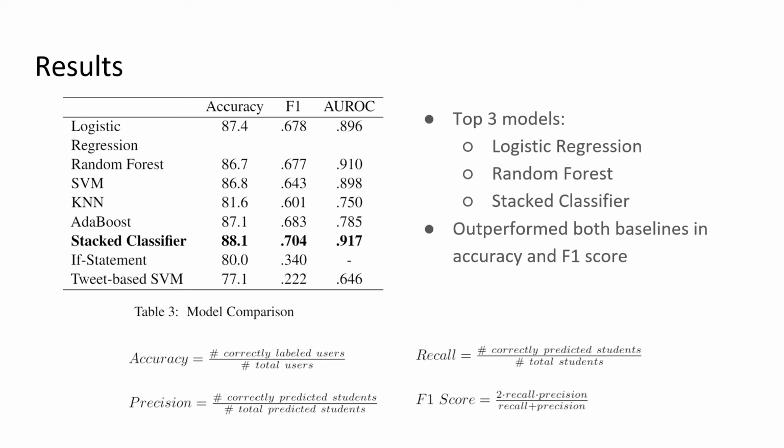After training, optimizing, and testing each model, we extracted 3 metrics: accuracy, F1 score, and the AUROC curve, or the area under the receiver operating characteristic curve. Based on these results, we found that the top 3 models were the logistic regression, random forest, and stacked classifier models, due to the relatively high statistics in each category. In addition, based on the results from our 2 baseline models, we were able to conclude that our dataset labeling methods and hyperspecific profile-based features also contributed to an increased success in student classifications.